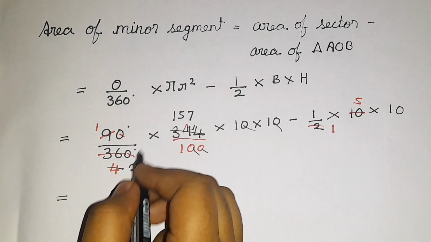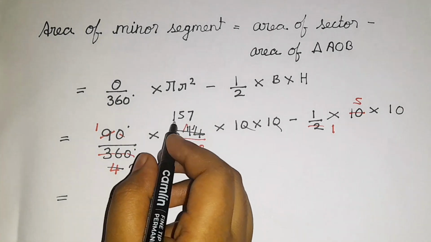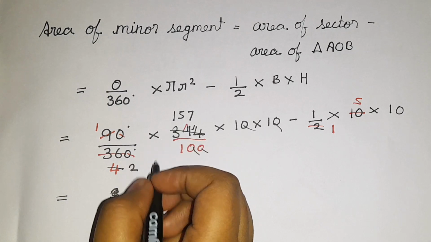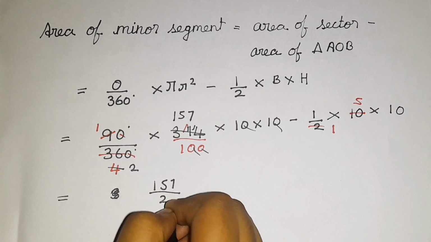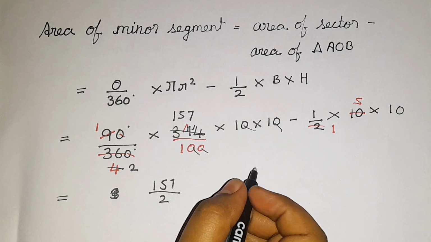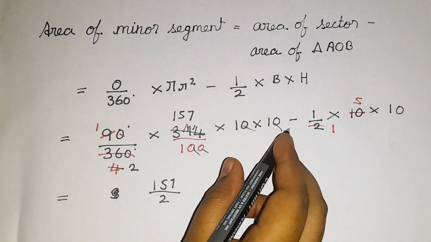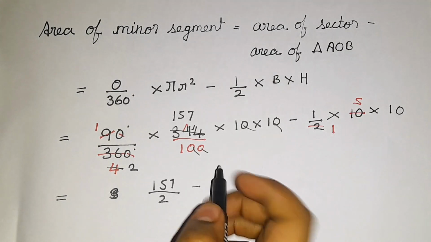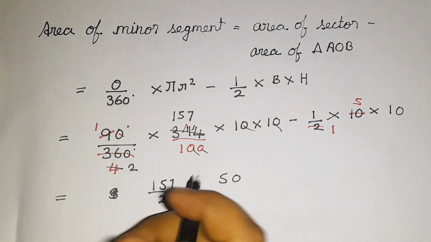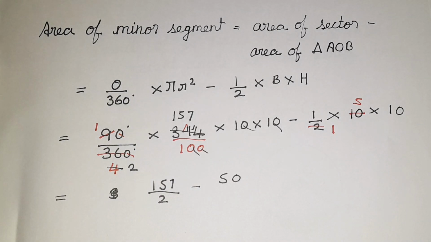So now after cancelling, we can't cancel this in the 2 table as well, am I right? So let us write 157 by 2. Why? Because we can't just cancel it, right? That's why. And then we can write the minus as it is. So here 1 into 5 is 5, 5 into 10 is 50. Okay guys, now we can take the LCM.